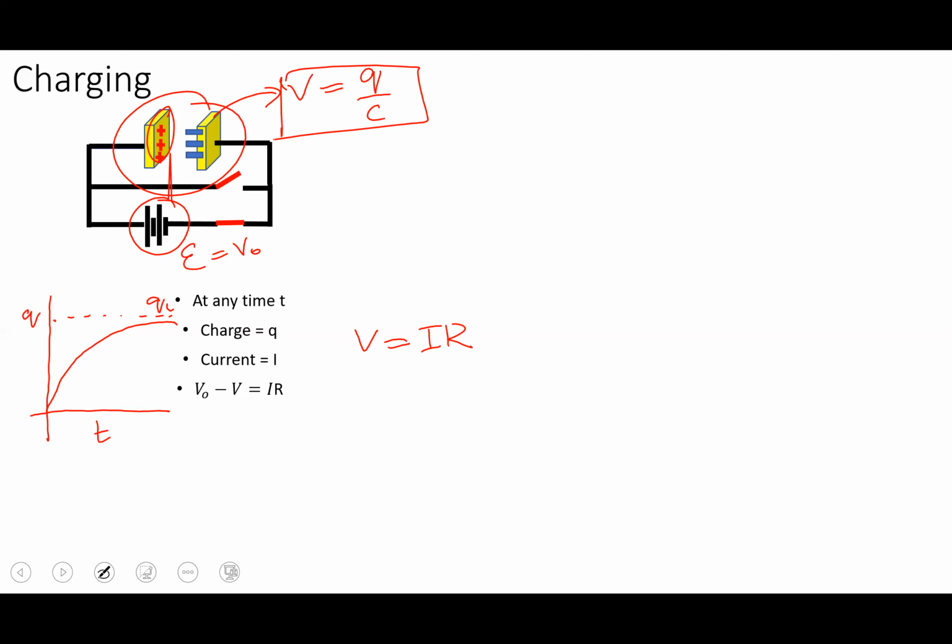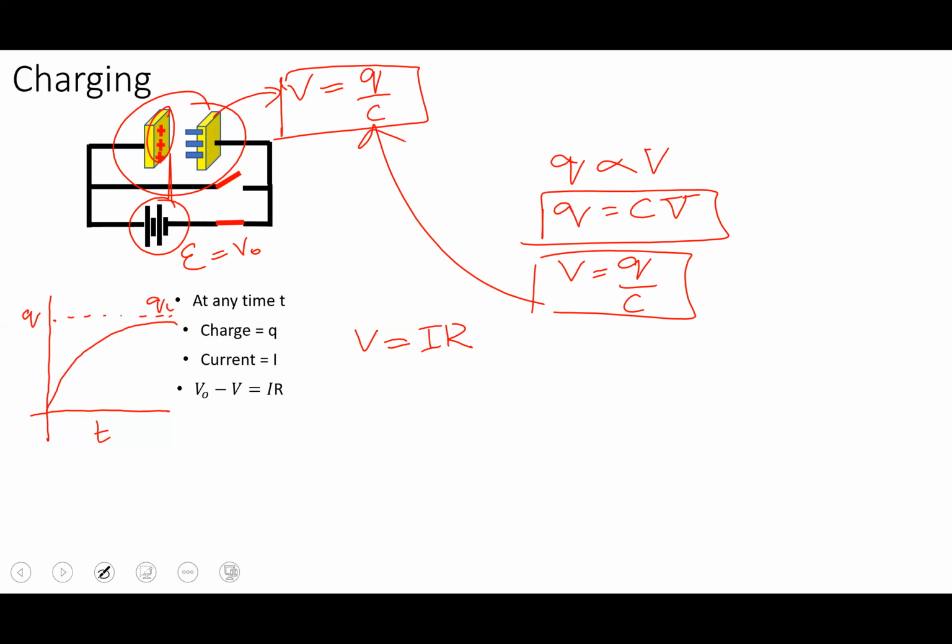This formula basically came into place when we saw that the more charge we put on the capacitor, it is directly proportional to the potential difference of that plate capacitor. And if we convert that proportionality into equality, there's a constant of proportionality known as capacitance. So if we rearrange it, Q over C will be equal to V. And that is why we write that V is equal to Q over C.